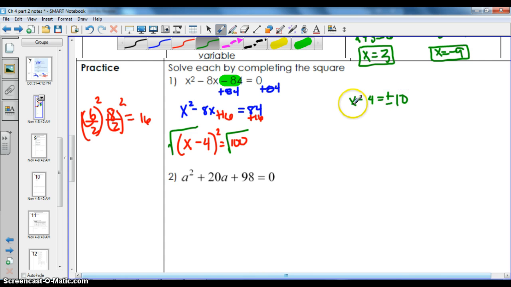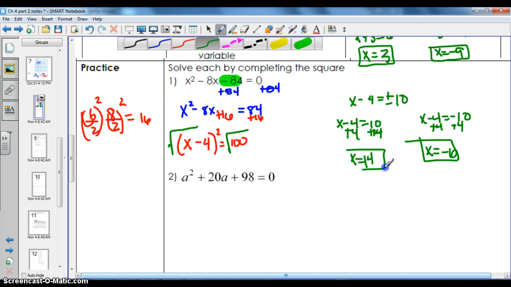So remember, we have two answers here, because when we do the square root, it could be a positive 10, could be a negative 10. So set up our two equations, one equal to the positive 10, one equal to the negative 10. And then finish solving. Add 4. So we get 14. Oops, add 4. And then x equals 14. And then add 4 over here to negative 10. And we get negative 6. And there's our two answers.